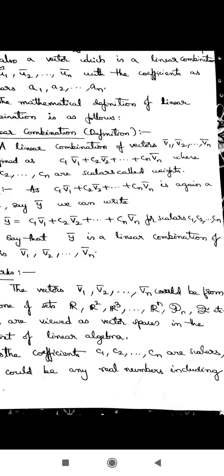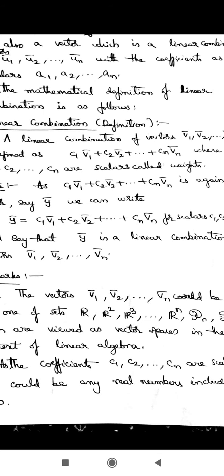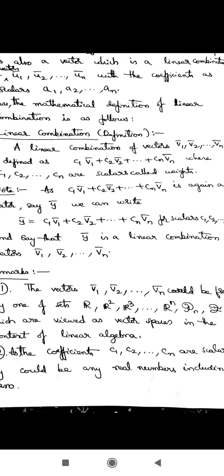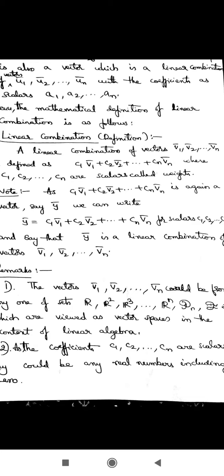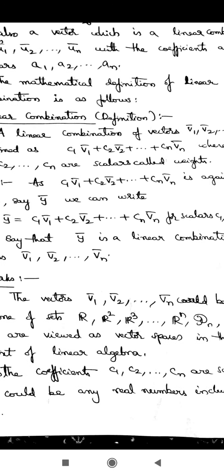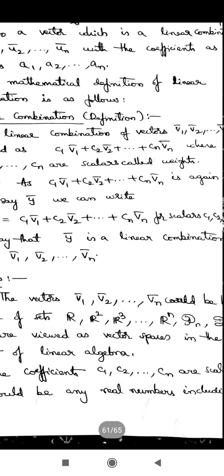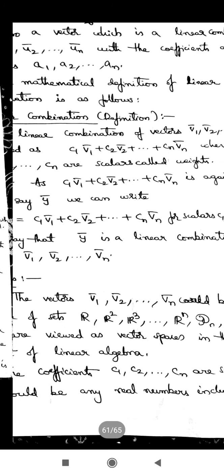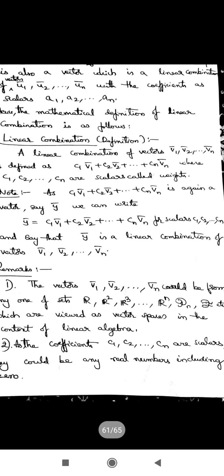So that is how the linear combination is again a vector, and in the note point I am saying that if it is y bar, then we can write y bar is equal to c1 v1 bar plus c2 v2 bar plus so on plus cn vn bar for scalars c1, c2, so on cn, and say that y bar is a linear combination of vectors v1 bar, v2 bar, so on vn bar.